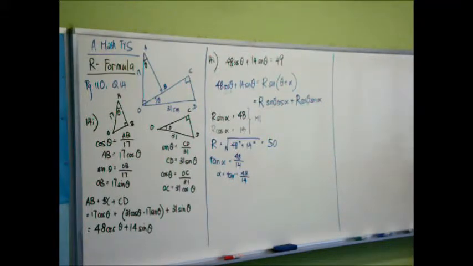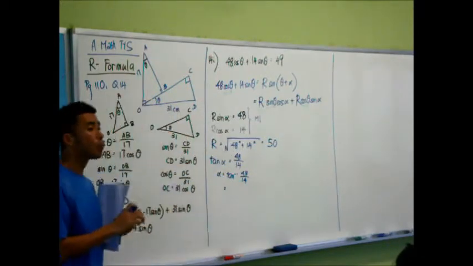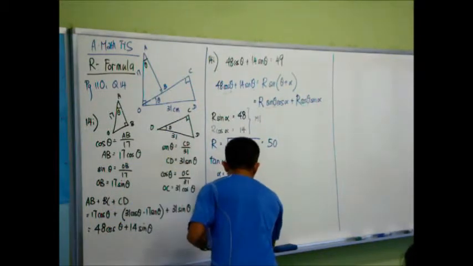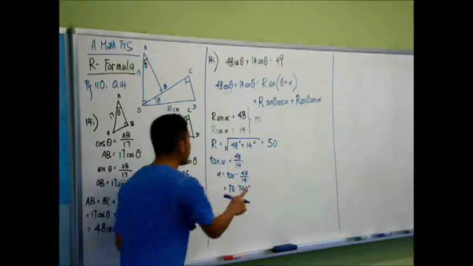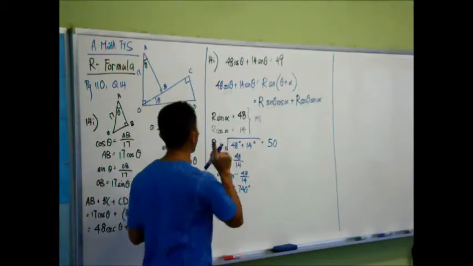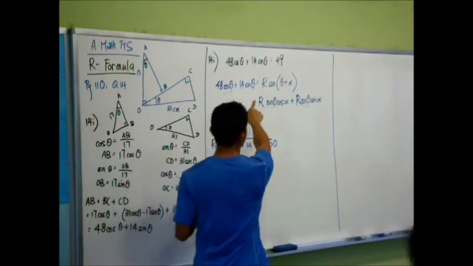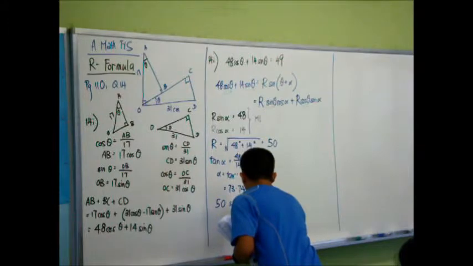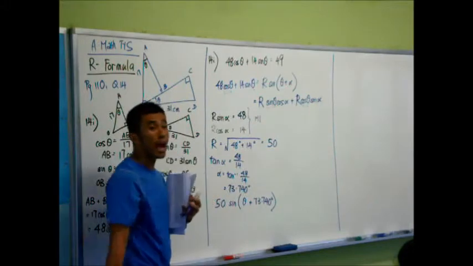Because the question says 90 degrees. They didn't say in terms of pi. So answer in terms of degree as well. So press the calculator. What answer do you all get? 73.740. Please round off to 1 decimal place, because for answer in degree, it should be in 1 decimal place. So, once we have our value of R, we have our value of alpha, write the whole thing out. So R is 50 sine theta plus 73.740 degrees. We have it, everything nicely.